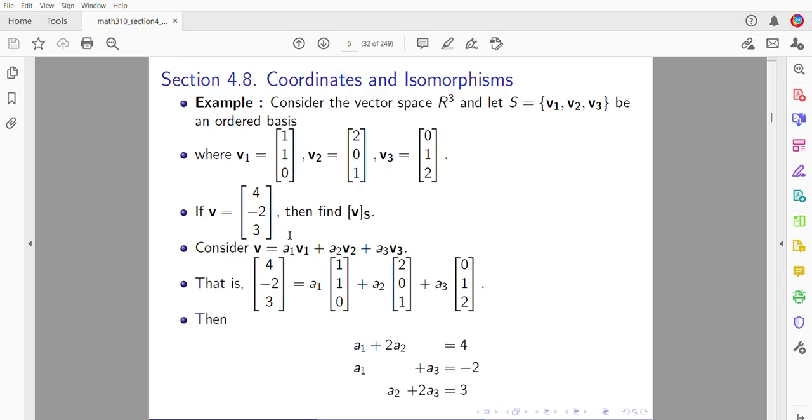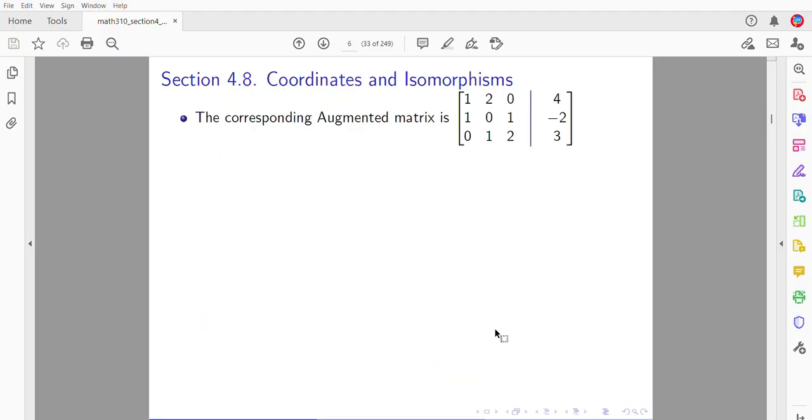So 4 is a1 plus 2a2 and no a3. Negative 2 is a1, no a2, plus a3. 3, no a1, a2 plus 2a3. All right, so that is 4, negative 2, 3. You have written this equation in the form of a linear system. Once you have a linear system, you can simply write the augmented matrix.